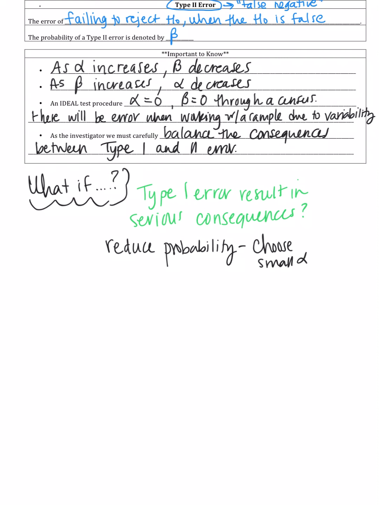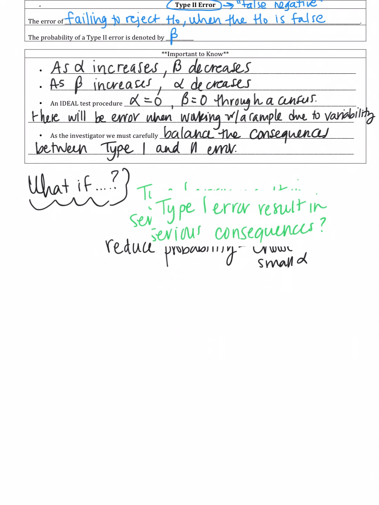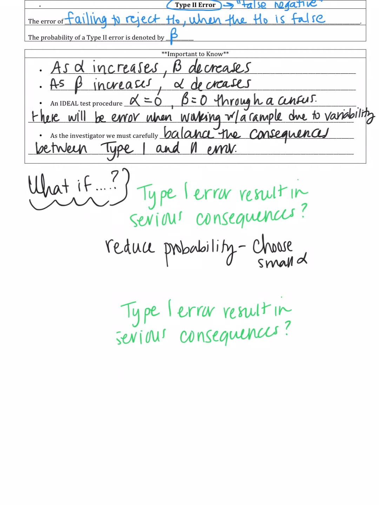Same thing. What if a type 2 error results in serious consequences? Well, we're going to want to do the same thing. We're going to want to reduce the probability of a type 2 error. But beta is not something we're in control of. We can't say, oh, we'll just change the beta value. It's not that way. We can control alpha. So we would choose a larger alpha value to offset a smaller beta value and reduce the probability of a type 2 error. All right, let's do some examples.